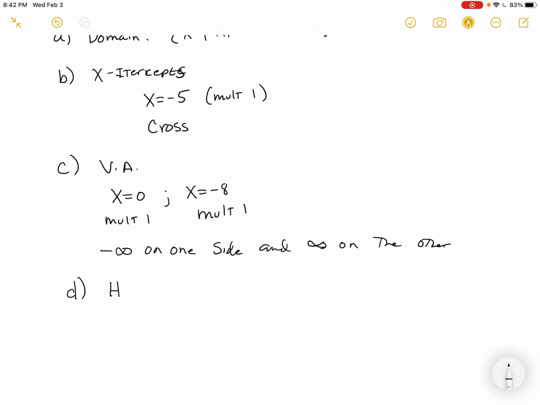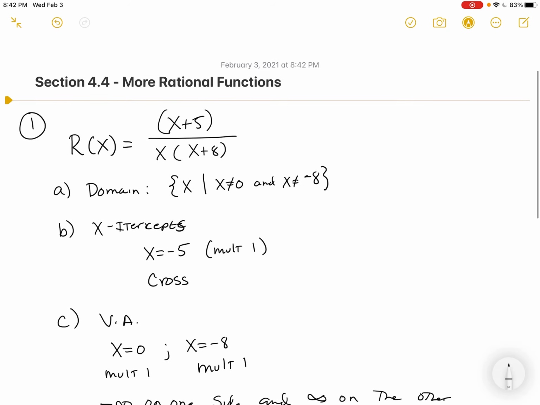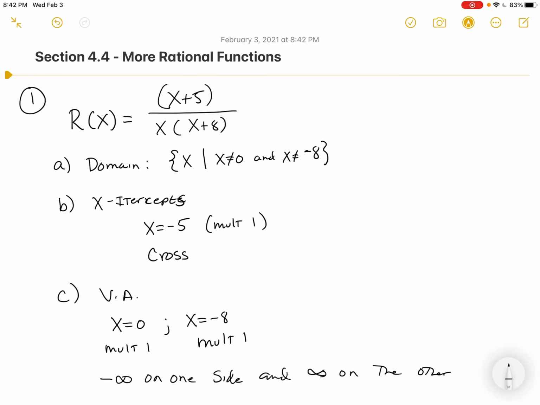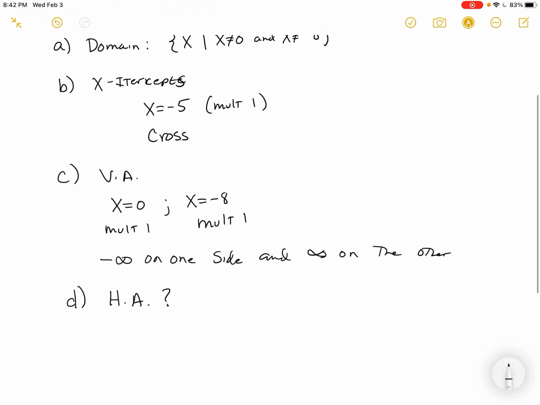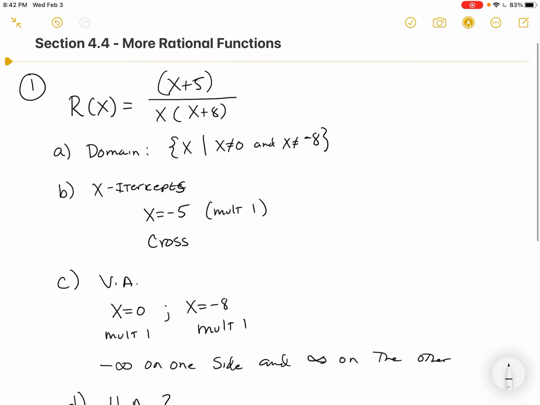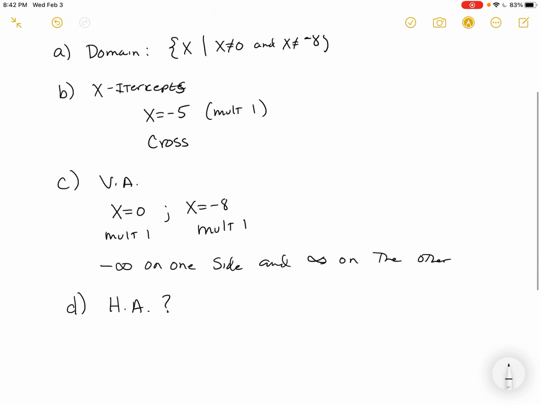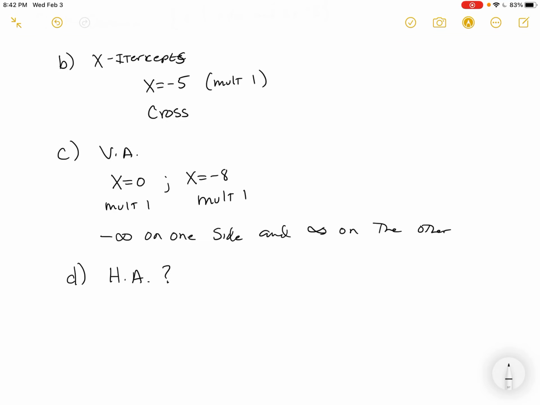So what about this? A horizontal asymptote. Does it have a horizontal asymptote? Well, let's look at the degree. The degree of the top is 1. Hopefully you see that the degree of the bottom is 2, that if you multiplied it out, it would be an x squared. That means the degree of the top is smaller than the degree of the bottom. And so, yes, you have a horizontal asymptote of y equals 0.